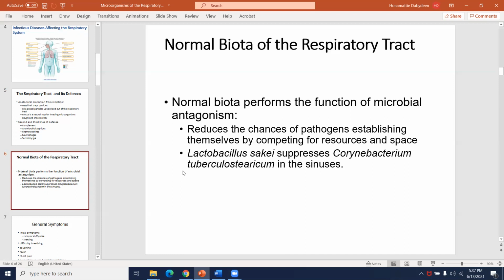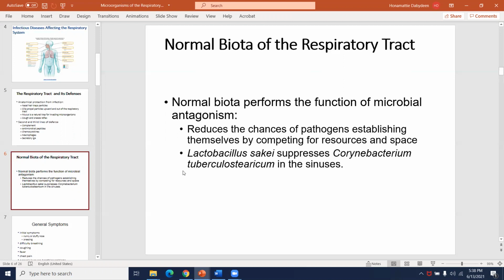Another thing I would like to mention about your normal flora is that they put up what they call microbial antagonism. That's basically their function there. They are holding on to a spot in and on you. They don't want strangers to come in. And so they are going to put up a fight if other pathogens are coming in there and trying to take hold of their little territory, their little niche. So that antagonistic response is going to be there.